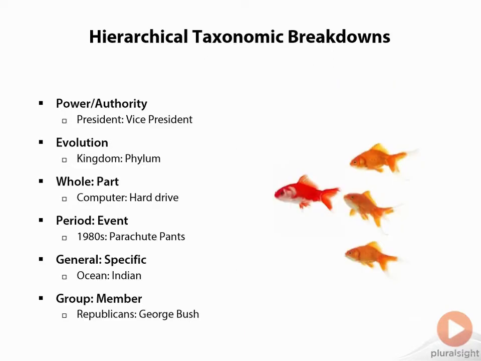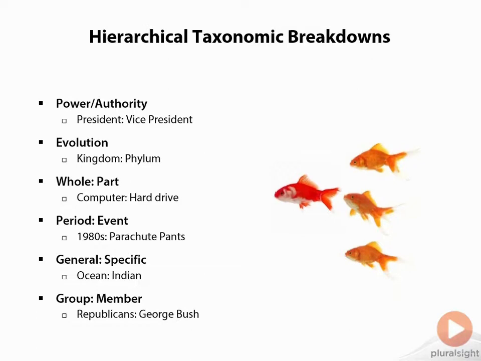Now, here are a couple of examples of taxonomic breakdowns. We're going to do this set, and then I've got another one for you here in a second. But this is just to give you a sense for the ways that you can do these breakdowns. So you can do it by power and authority. So you have president and vice president. How do the divisions or directors and all that stuff break down?